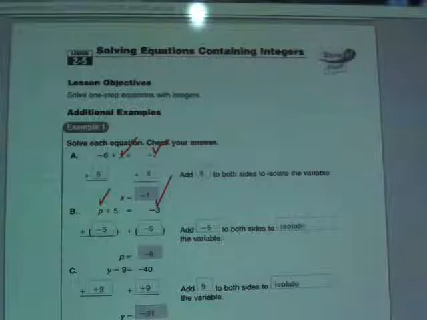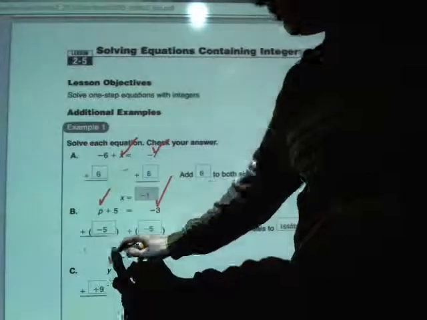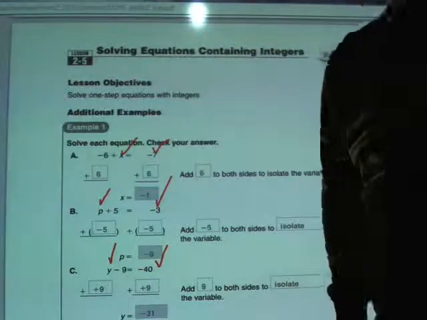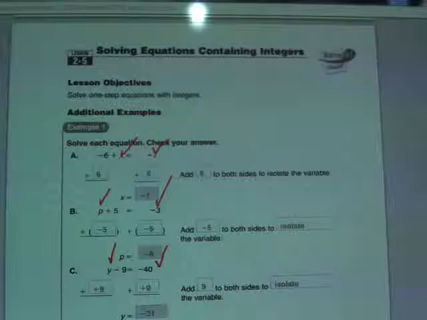C, y minus 9 equals negative 40. So again, keep your variable on the left. Variable y, he's on the left. Negative 40, he's a number, he's on the right. The one thing that's not so good about this question is the negative 9. Negative 9's got to move there. Well, if we want to talk about moving him to the opposite side, I have to do the opposite. That's always how we move something to the other side.